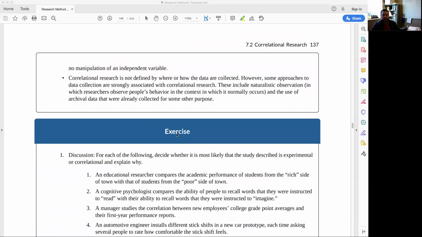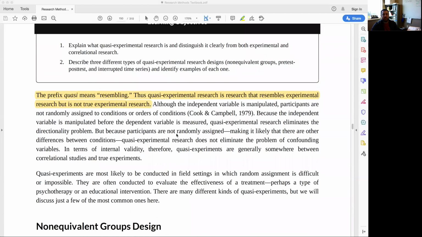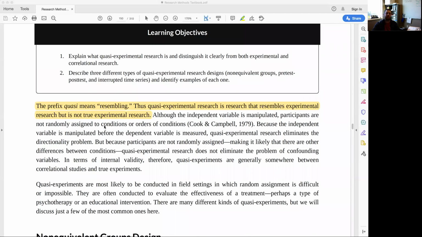So then we get into quasi experiments. So quasi, what that prefix means is resembling. So quasi-experimental research is research that resembles experimental research, but it's not a true experiment. What that typically means is that you can't randomly assign people to conditions. It's typically using a subject variable, so something like sex or race, for instance.